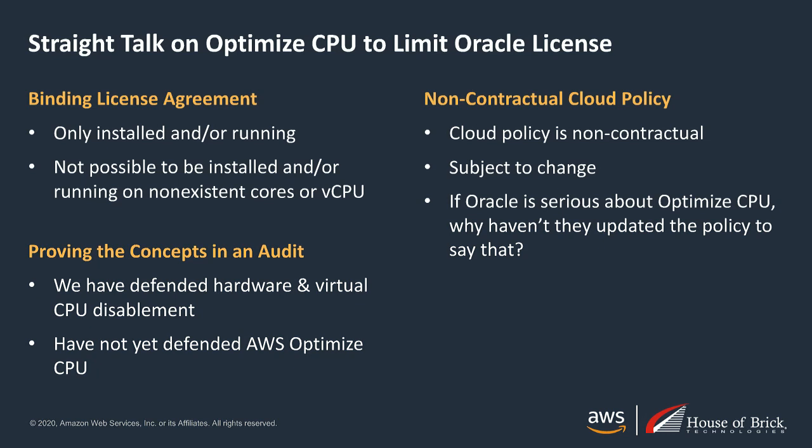And for just as many years, we keep seeing cases in Oracle audits where Oracle auditors will insist that disabled processors or disabled processor cores are still present in the machine and thus must be licensed. We have not yet had an opportunity to participate in an Oracle audit where there was a lot of scrutiny over the AWS optimized CPU feature, but we have a strong suspicion that it will be treated the same way.